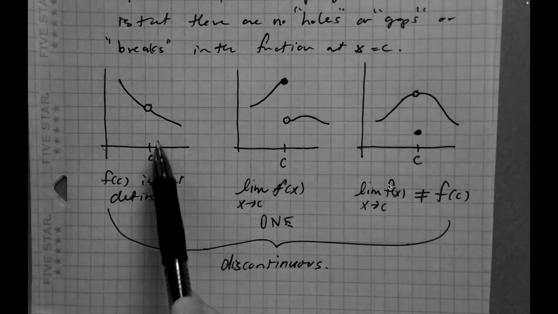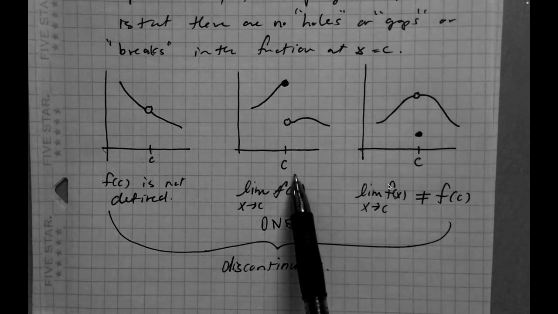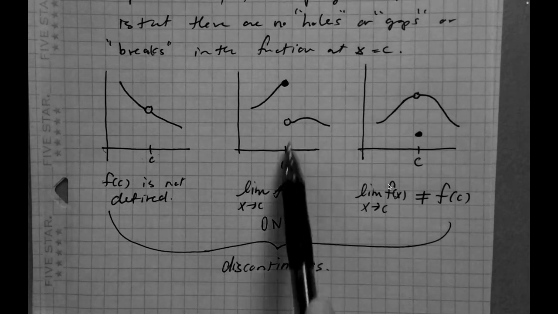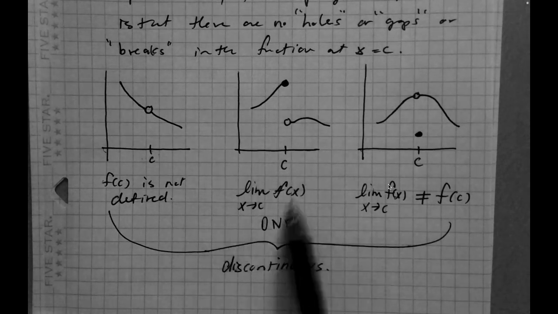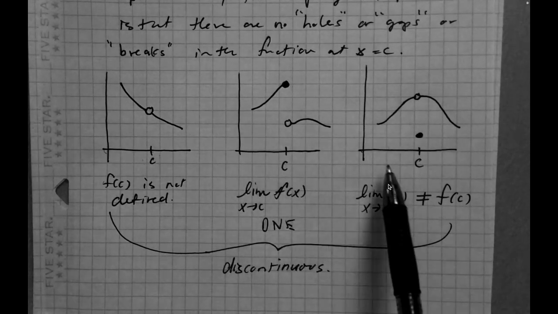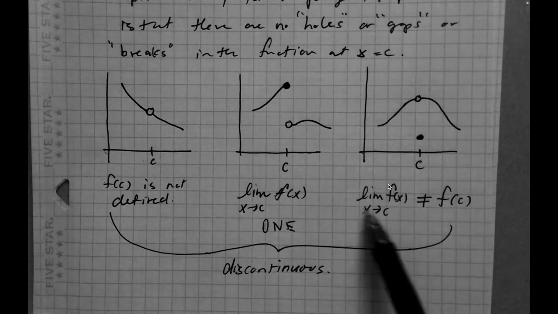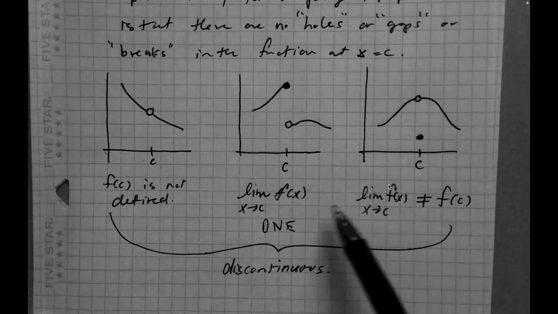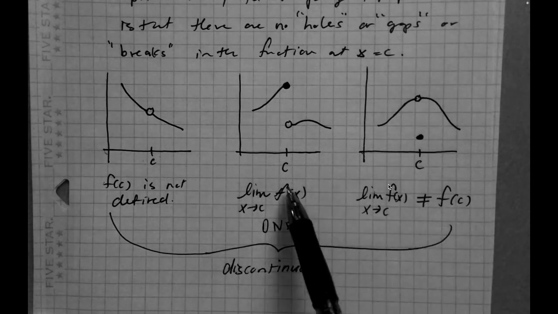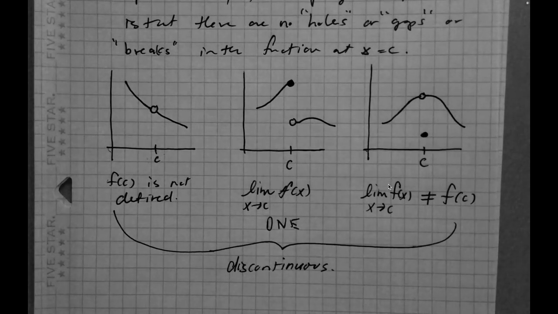So again, here we had a situation where f is not defined at x equals c. Here's a condition where f is defined at c, but the limit doesn't exist because you've got this break or gap in the function. And then the third option is where f is defined at c, but the limit is not equal to the value of the function. So these are the three big scenarios that you would encounter with a discontinuous function. Another example might be asymptotic behavior, which we'll see in a little bit.